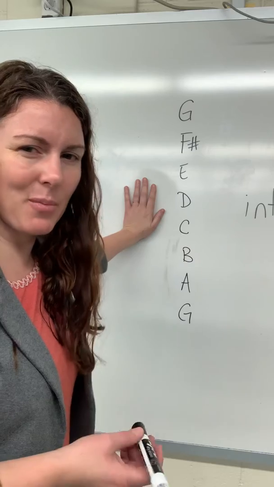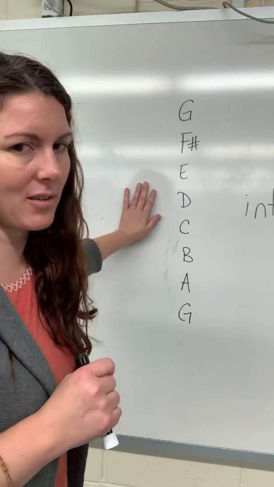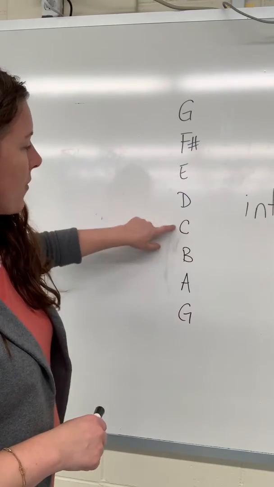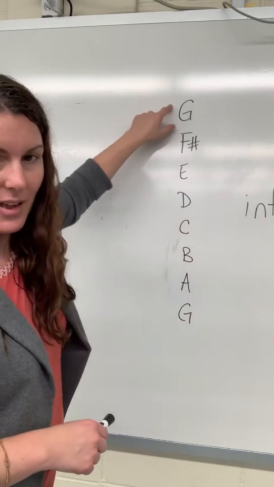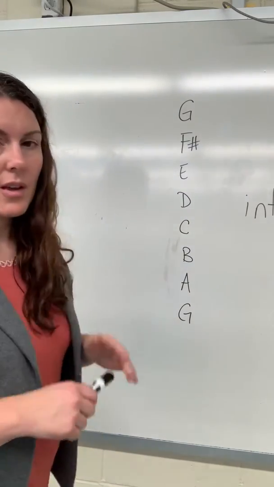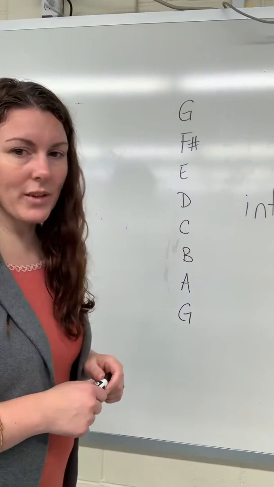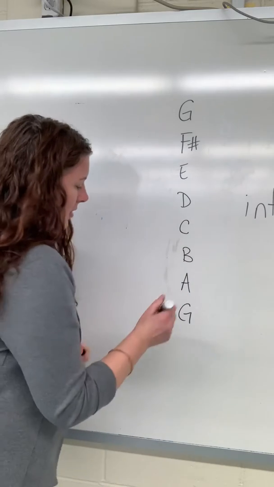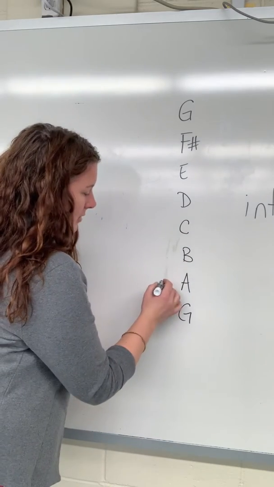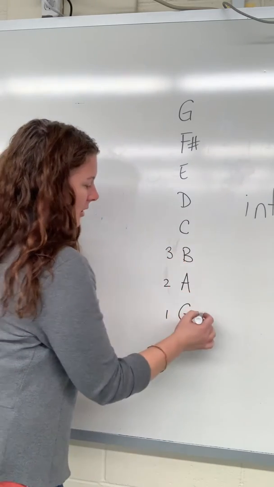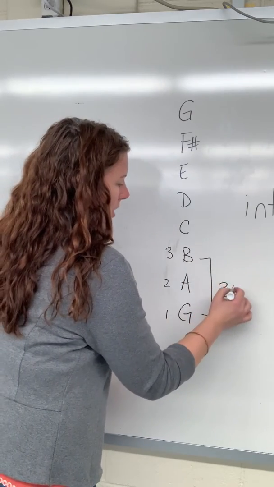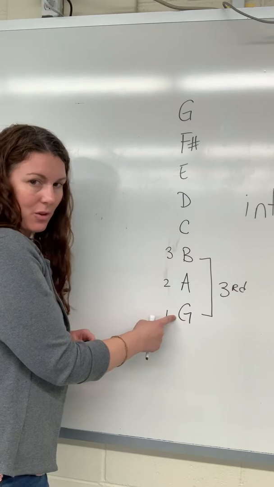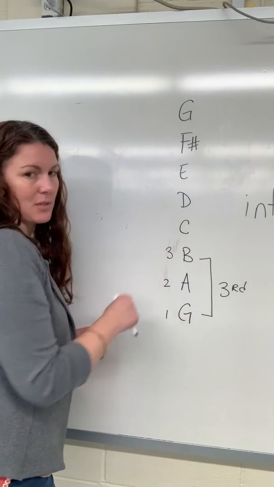I'm not just giving them random numbers, there actually is a method to this. So in this scale, we've got 1, 2, 3, 4, 5, 6, 7, and 8. If I ask you, what's the distance from G to B, we would count this as 1, 2, 3. G to B is what we call a third. You count the first note as the note that you're starting at, the distance up to the next one.